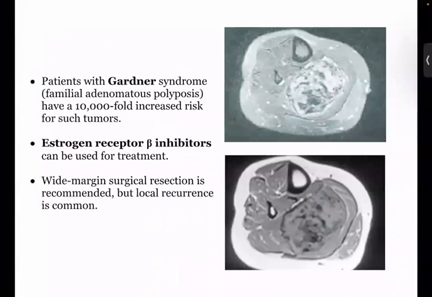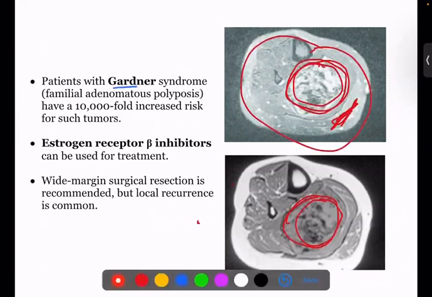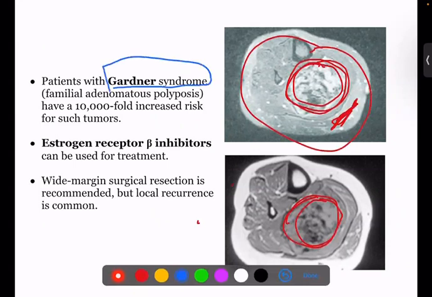Desmoid fibromatosis sometimes comes with a syndrome. Some patients who are diagnosed with desmoid fibromatosis, we send them to the medical oncologist for further screening. Sometimes they have colorectal cancer, and sometimes they have Gardner syndrome. Gardner syndrome has a 10,000-fold increased risk of desmoid fibromatosis tumors. Again, this is an MCQ question.